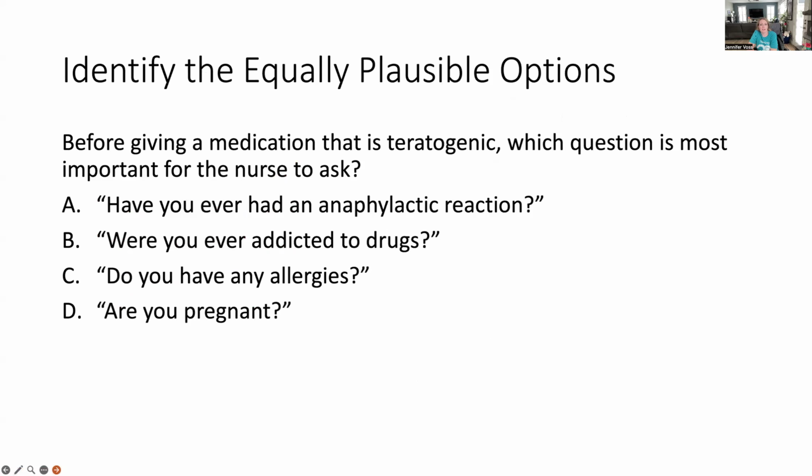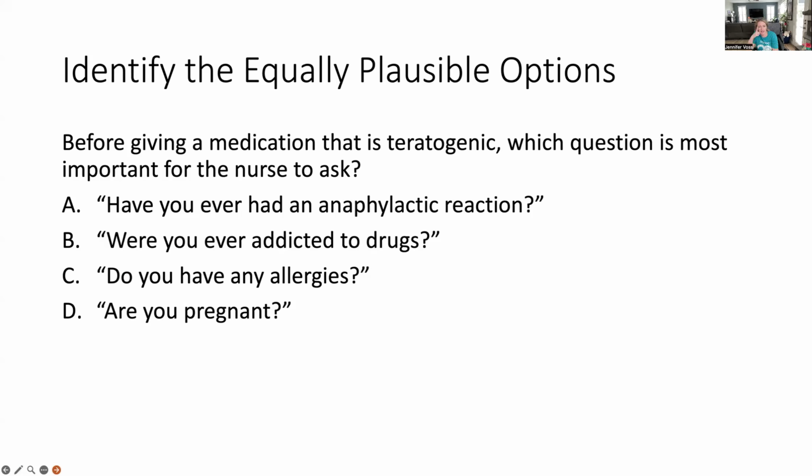All right, before giving a medication that is, I don't know why I would pick a word that I don't know how to pronounce? Teratogenic. That's what I'm going to go with. Basically that means harmful to a fetus. So before giving a medication that is potentially harmful to a fetus, which question is most important for the nurse to ask? A, have you ever had an anaphylactic reaction?